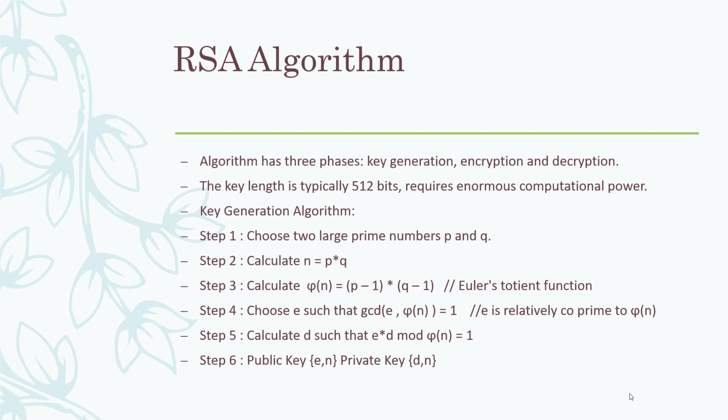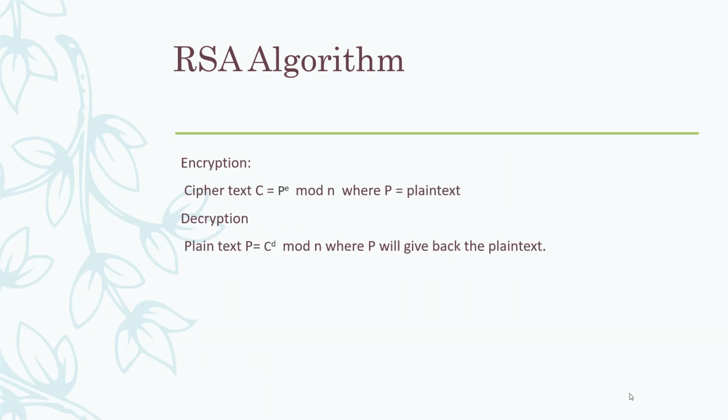Now calculate the decryption key D such that E times D mod phi of n is equal to 1. The public key is the pair E and n, and the private key is the pair D and n. The encryption is done as the ciphertext C equals P to the power E mod n, where P is the plaintext, and the decryption is done as C to the power D mod n, which gives back the plaintext P.